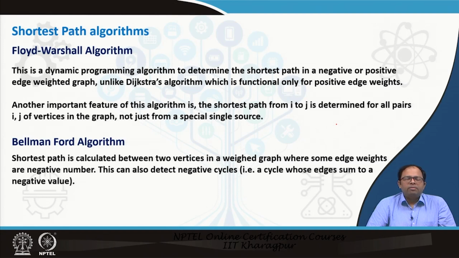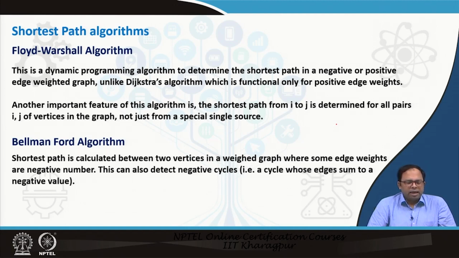Now we can study this, but in a transport network, in most cases we will have a positive graph. That means there is additional impedance for each link, so there are no negative weights as such. So Dijkstra's algorithm is good enough to solve that.